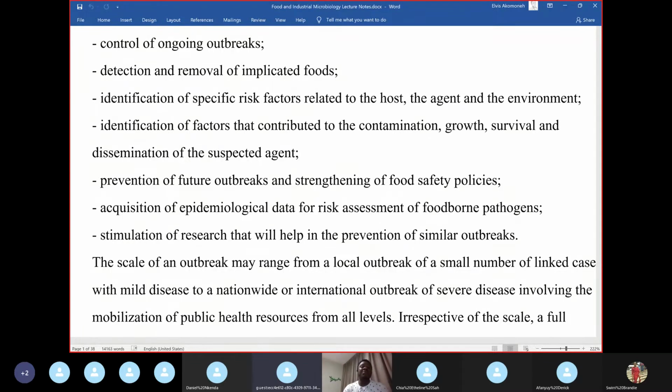And how was it easily spread? How was it easily disseminated across the community? Is it just as people bought and ate, or was there another means? It was exposed maybe to flies, and flies were visiting the food and visiting other areas, moving the pathogen from one place to the other. Those are things we want to identify in the course of that. Again, I said we want to prevent future outbreaks and strengthen food safety policies.